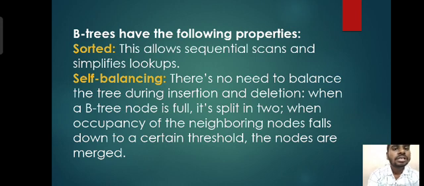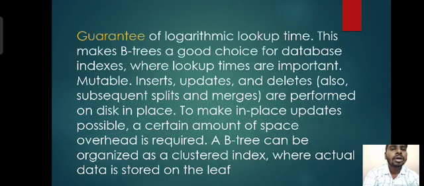First, we will see sorted. This allows sequential scans and simplifies lookups. And the second one is self-balancing. There's no need to balance the tree during insertion and deletion. When a B-tree node is full, it's split in two. When the occupancy of the neighboring nodes falls down to a certain threshold, the nodes are merged. There is a guarantee of logarithmic lookup time.